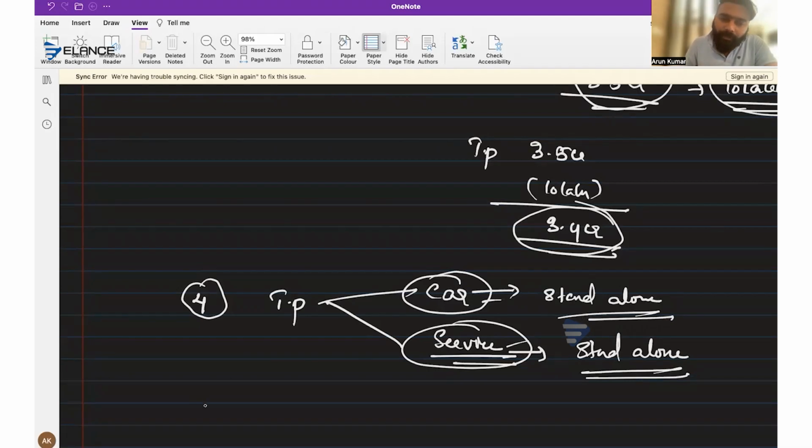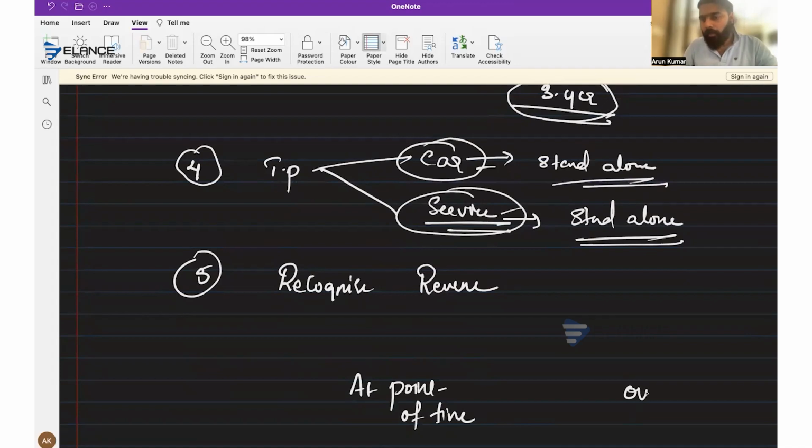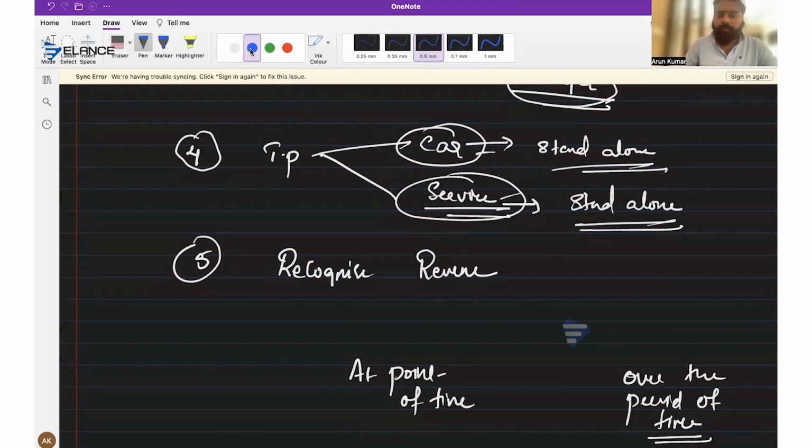Fine. And what is the final step? Recognize revenue. The final step is recognizing revenue. So we have got two options. That is either at a point of time or over the period of time. So how will you make that choice?